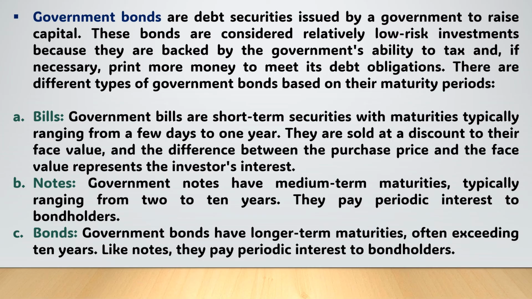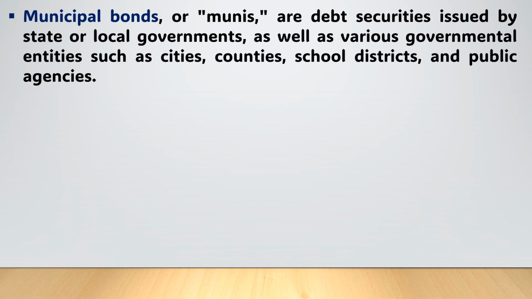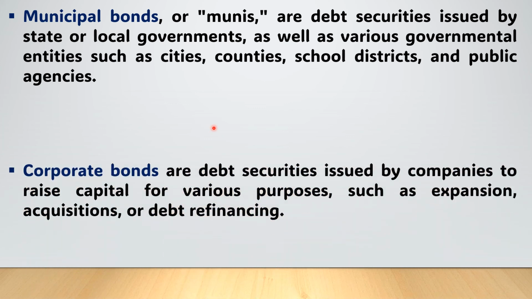Okay? The second type is the municipal bonds or the munis. These are debt securities issued by state or local governments as well as various governmental entities such as cities, counties, school districts, and public agencies. So the very purpose of issuing the municipal bond is to raise funds for public infrastructure projects, okay, like the schools and other community-related initiatives. All right? So here, interest income from the municipal bond is often exempt from federal income tax, making them attractive to certain investors.